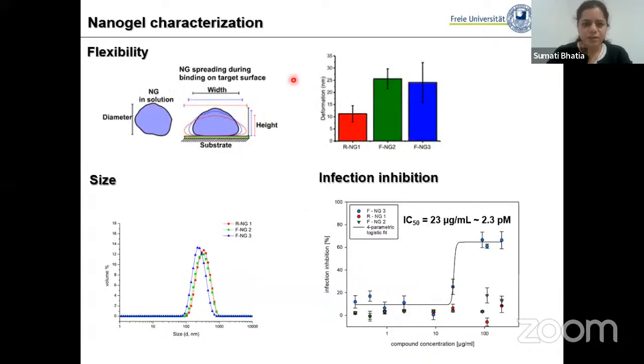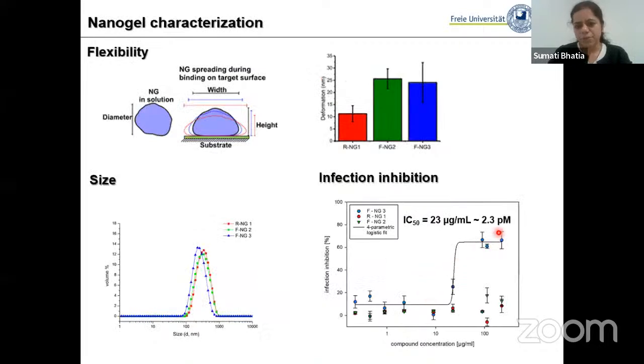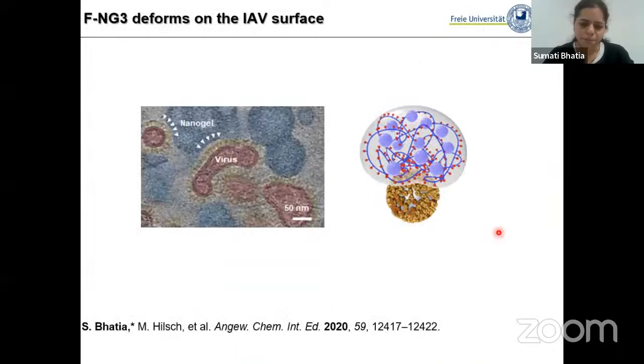And we determined the flexibility. These flexible ones were able to deform more than the rigid. We determined the size by DLS and also the infection inhibition. So the flexible nanogel, which was presenting sialic acid on the linear chain, showed good infection inhibition at picomolar concentration. But the amazing picture we obtained from the cryo-TEM, that you see here. This is the virus, the influenza virus. And here you see a nanogel which is deforming at the interface of the virus. You can see the clear deformation of these nanogels at the interface of the virus.